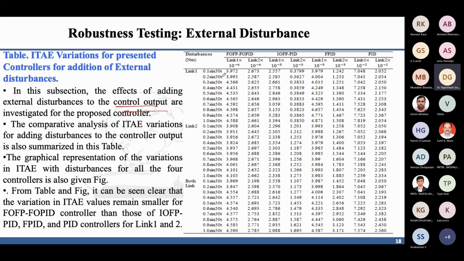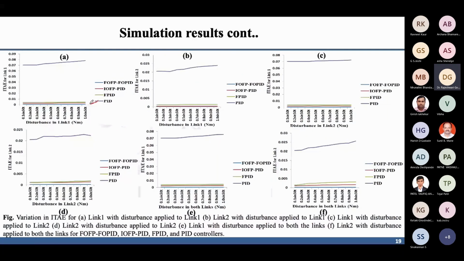So whenever we apply some disturbance at the control output, it must be like this. Again, we have applied it to link 1, link 2, and both links simultaneously. We observed that the change in the proposed controller is lesser. Here you can see that again the change in the proposed controller is lesser compared to the other controllers. Then we can justify that, yeah, our controller is better.